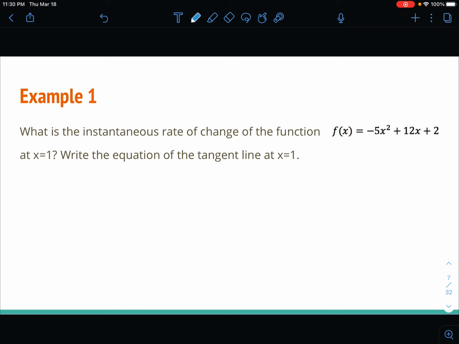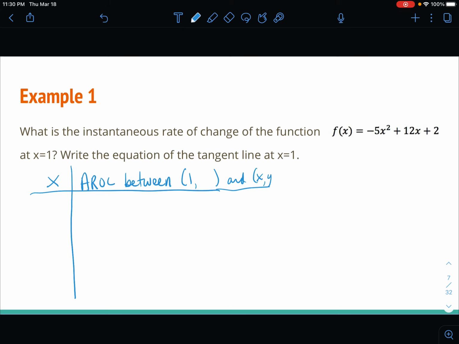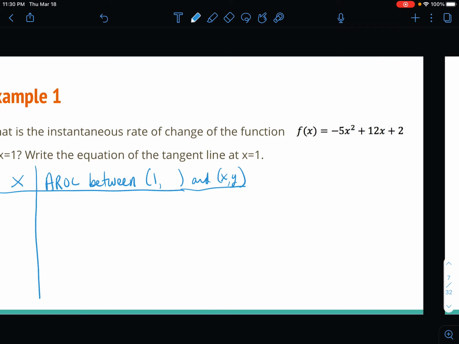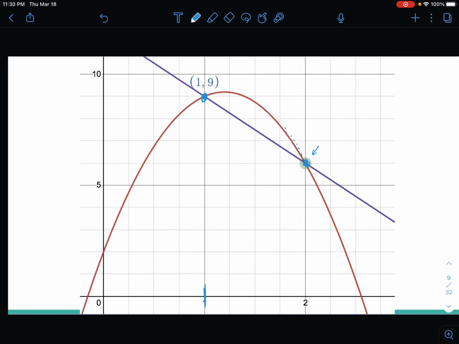So let's go back here to this equation. Okay, we're going to set up a nice organized table for this. So this will be our inputs. This will be the average rate of change between the point (1, something), we'll fill that in, and (x, y). Now first of all, we need to find out where is that point. And we were able to see when we looked at the graph, it's (1, 9).